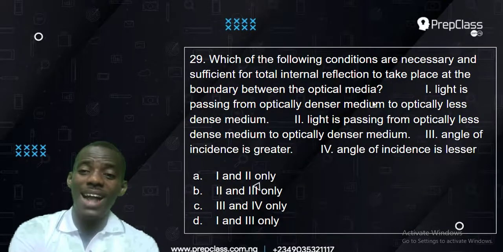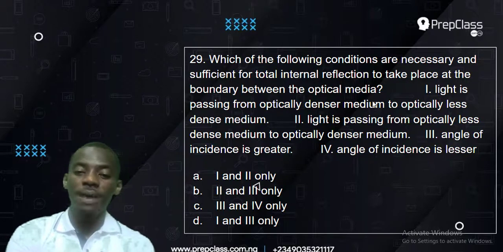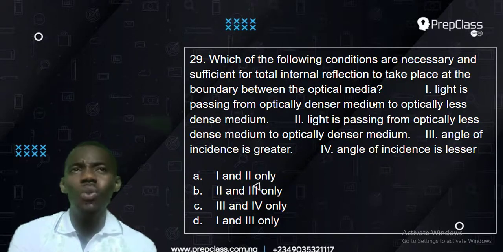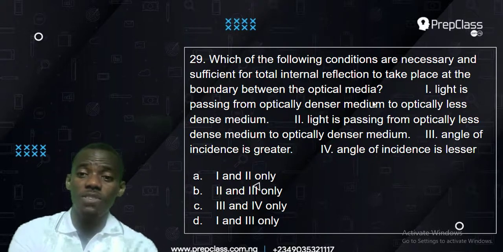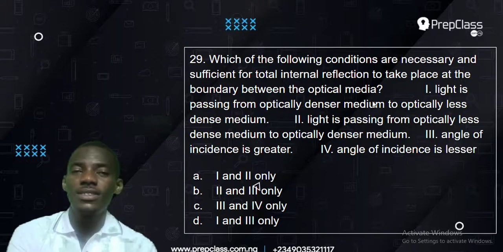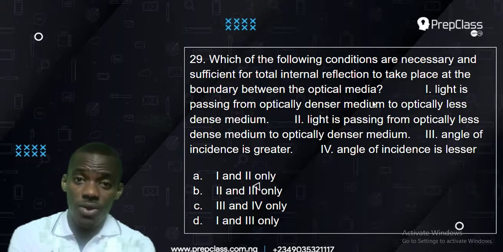Which of the following conditions are necessary and sufficient for total internal reflection to take place at the boundary between two optical media? Okay, for total internal reflection to occur, what do you remember about total internal reflection? Total internal reflection speaks of a kind of reflection. It has elements of reflection and refraction, right?